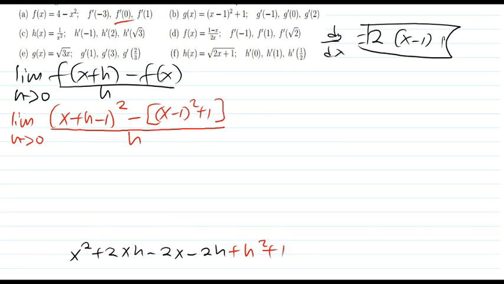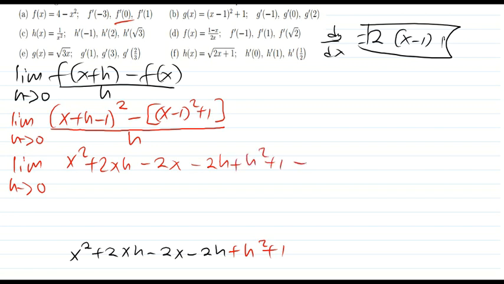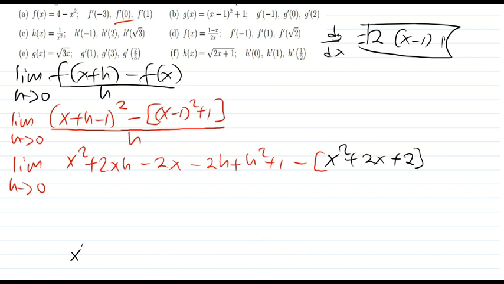So we go back. Limit as h is approaching 0, x squared plus 2xh minus 2x minus 2h plus h squared plus 1 minus this one. I've distributed it already, which is x squared plus 2x plus 1 again plus 1. So 1 plus 1 I can just say is 2. Okay, now I can get rid of this. I no longer need that.